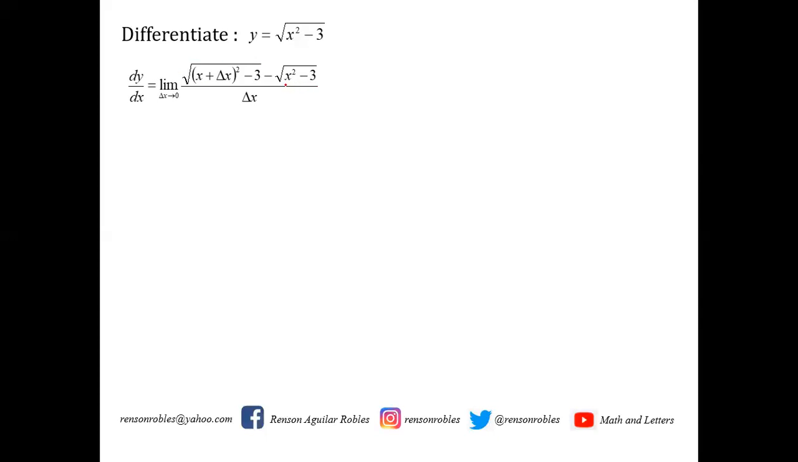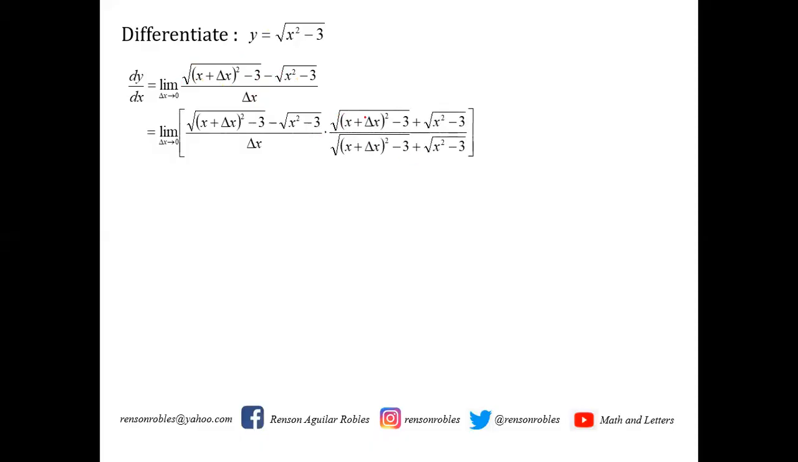Okay, so what we are going to do to eliminate this delta x here is to rationalize the numerator. That can be done if you multiply both the numerator and denominator by the conjugate of the numerator. So we shall now have this. The conjugate of this expression is the square root of x plus delta x squared minus 3, then this minus will now become plus the square root of x squared minus 3. And then you do the same, you just copy it on the denominator. So you will notice that this is just equal to 1. Okay.